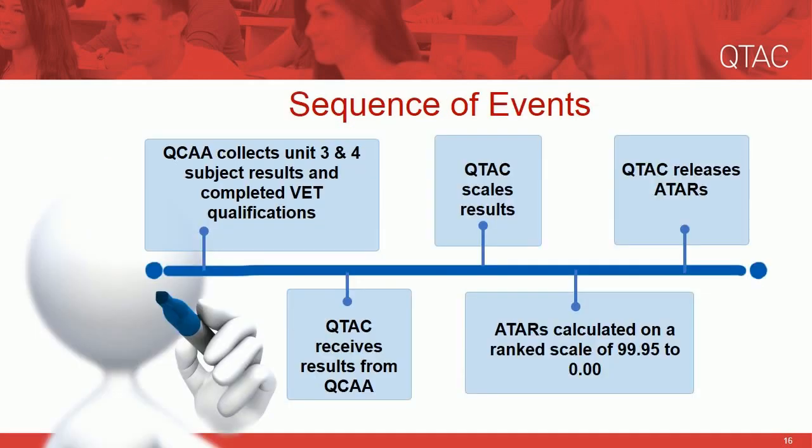This slide shows the sequence of events from when the subject results are collated by QCAA. Remember, QTAC's job starts when QCAA's job finishes. Once QCAA collates all the results, they will send them all to QTAC, where we will input them, then calculate the individual ATARs and scale the results. ATARs will be released to students at about the same time as OPs, around the 18th of December. ATAR results will also be released to schools.